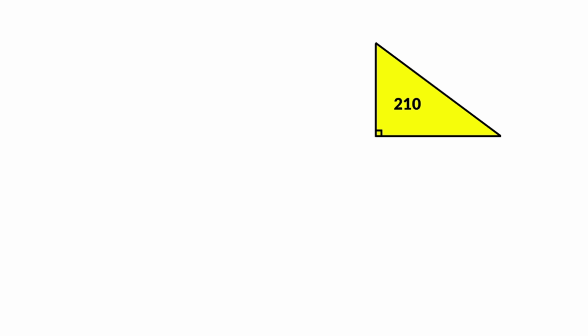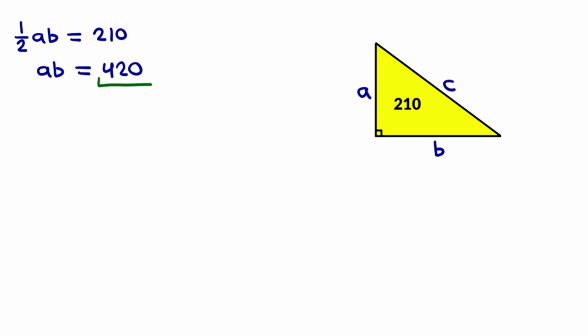Let the two legs be A and B, and let the hypotenuse be C. The area of a triangle is 1/2 times base times height. So 1/2 times A times B equals 210. Multiply both sides by 2, and we get A times B equals 420. Since A and B are integers, we just need the factor pairs of 420. Let's assume A is the shorter leg.